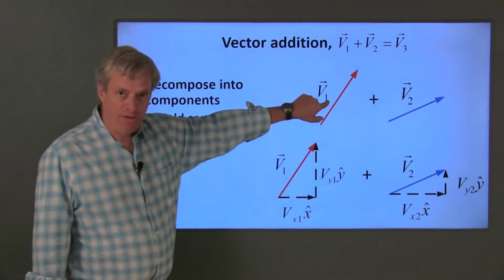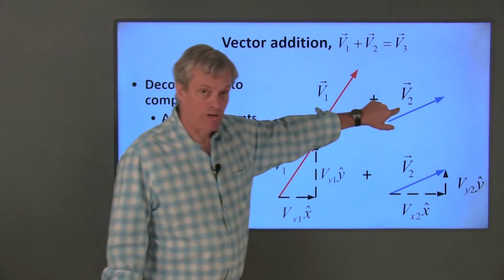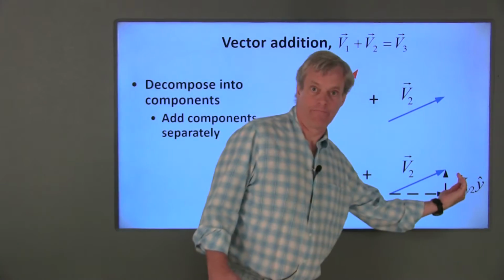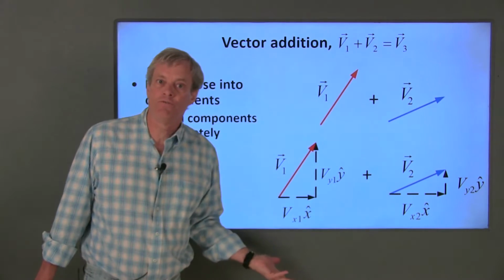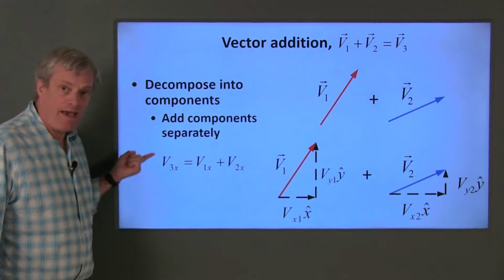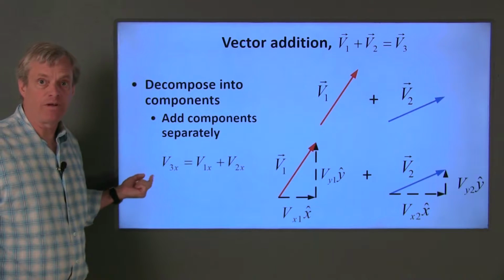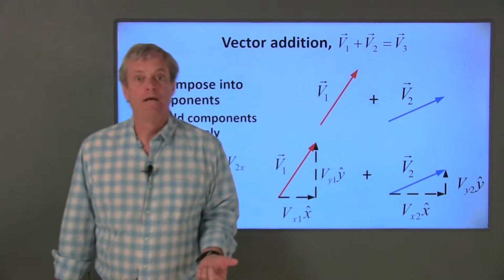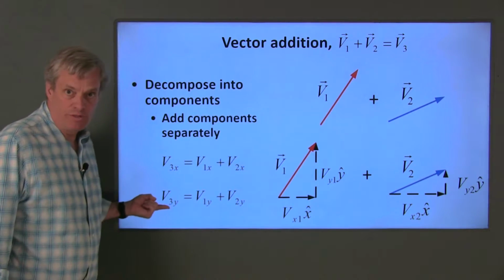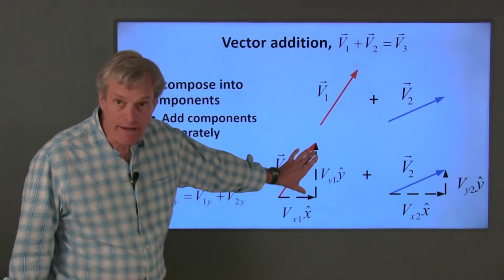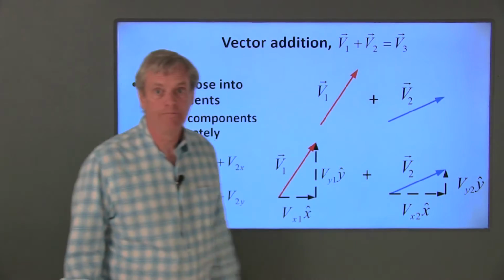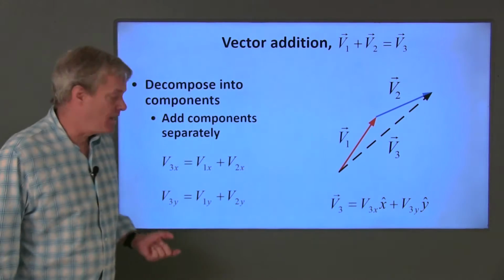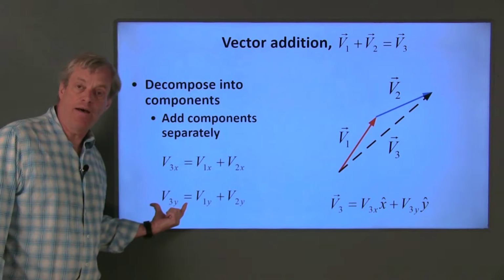If we decompose both of these vectors into x, y components of a rectangular coordinate system, we end up with these four vectors, which are equivalent to our original two vectors. Then the x component of the vector v3 is the sum of the x components of v1 and v2. Likewise, the y component of v3 is the sum of the y components of v1 and v2. Finally, the vector v3 is just the sum of the individual x and y components of v3.